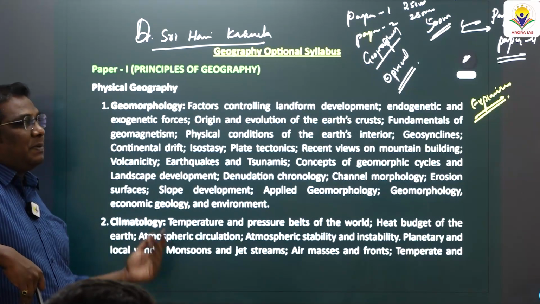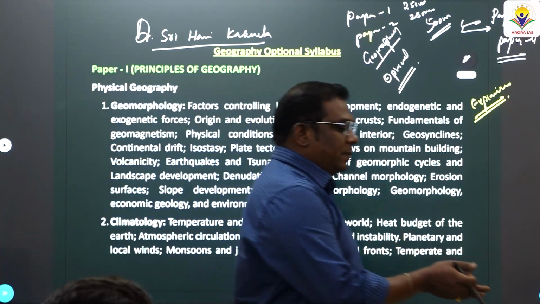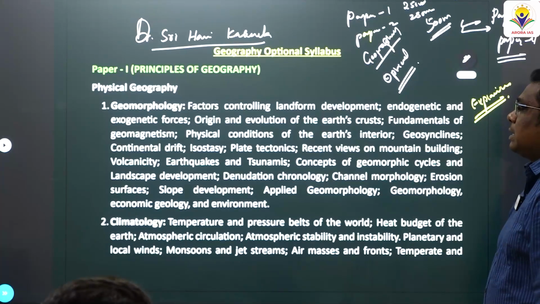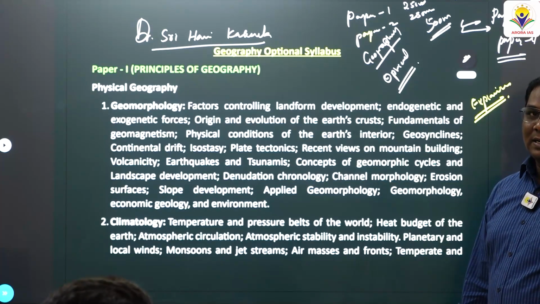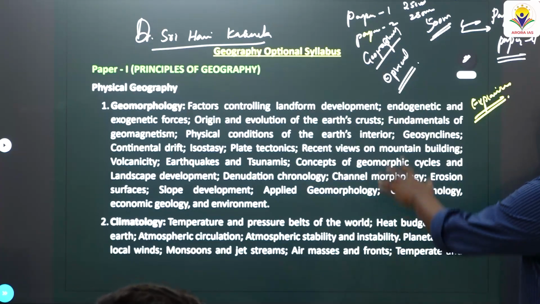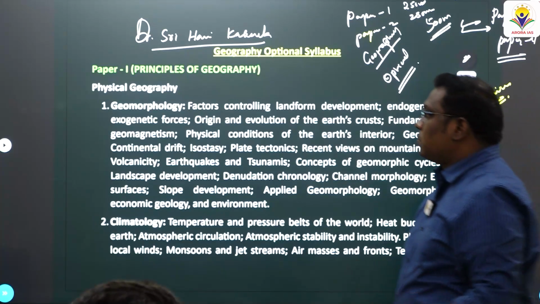The first paper is held in the morning and the second paper in the evening session. That is the normal trend, unless there are explicit reasons to conduct the examination on the second day. So in the majority of cases, paper 2 is conducted in the afternoon or evening session. Coming to geography, we are having 2 papers.